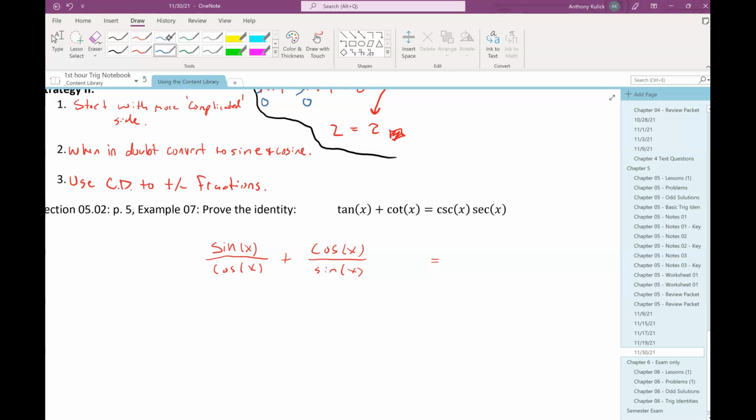Okay. What should I do next? I have two fractions that are supposed to be added. There's really only one feasible thing to suggest here. Make a common denominator and add the fractions. Okay? So my first denominator is cosine of x, and the second denominator is sine of x. What would the common denominator there be?